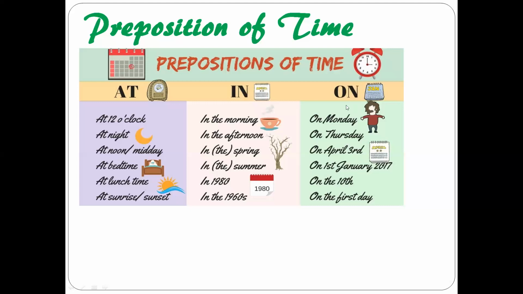Now coming to on. We use on with days of the week, like our school will open on Monday, or our school will reopen on Monday. There is an annual function on this Tuesday, so we make use of on. When you are using month and date together, then we make use of on. Otherwise, if you are only talking about a month, we use in April, in March, in January. But when you are using date and month together, then we make use of on.